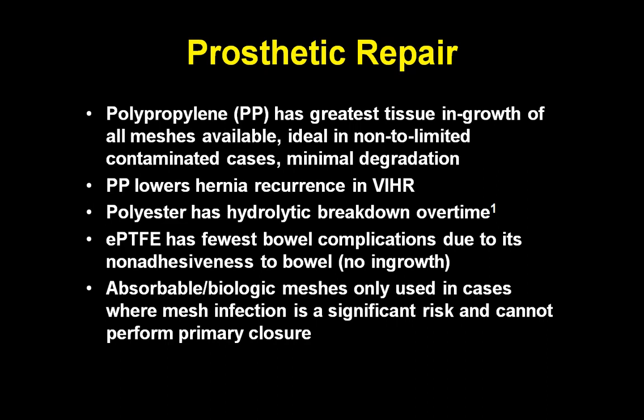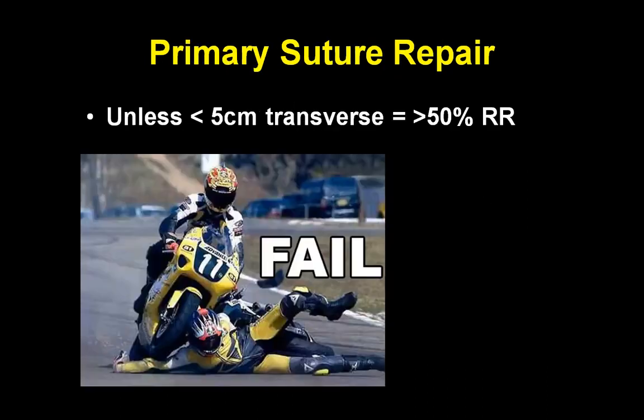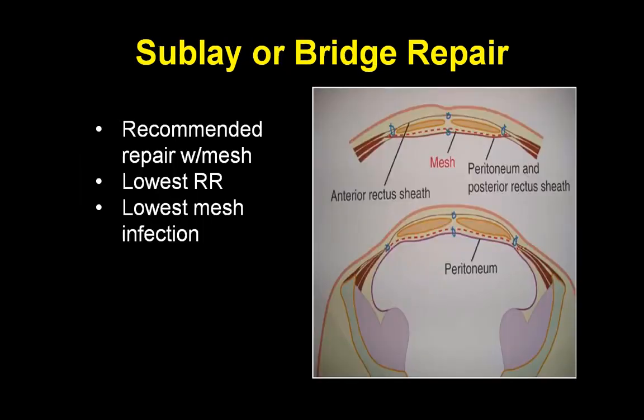Whereas Prolene is mainly used as an inlay, onlay, or sublay mesh. Primary suture repair, they say it's less than 5 centimeters, but an alteration would be less than 2 centimeters, transverse defect. But usually the recurrence rate is more than 50%, so the chances of recurrence are very high and the procedure is more or less abandoned.